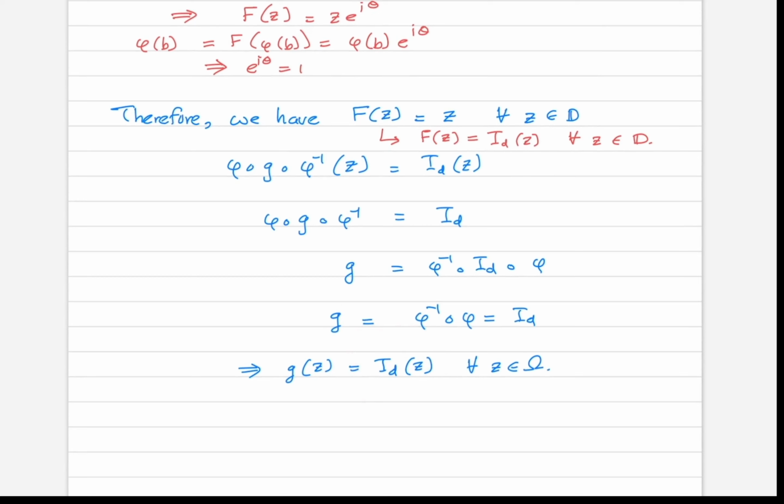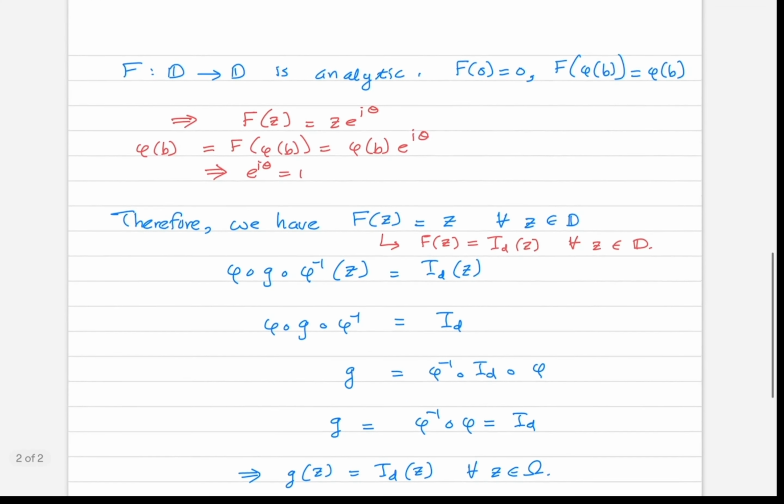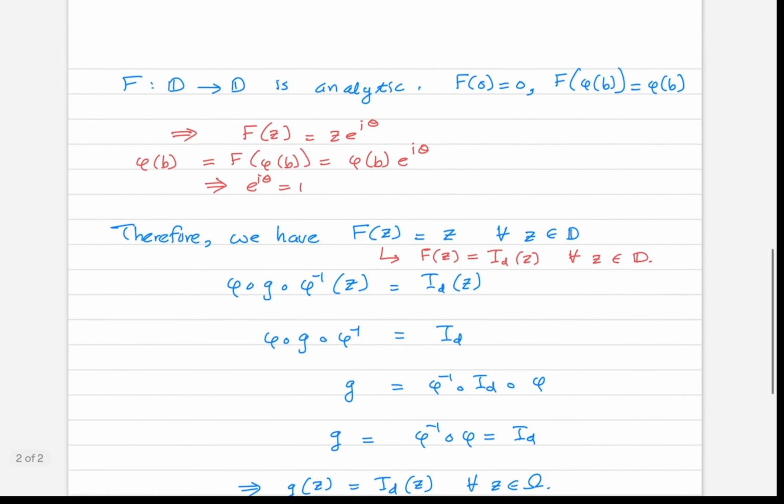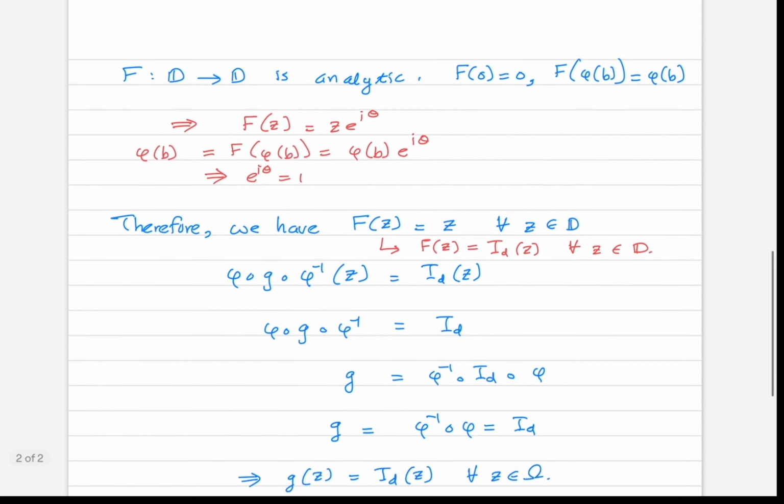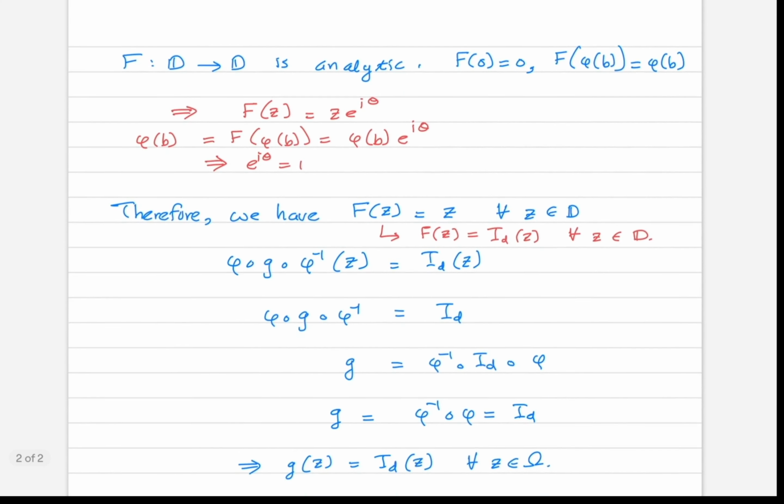Okay, right. So this is a good problem on the Riemann mapping theorem and the Schwarz lemma. I hope you all understood what I did.